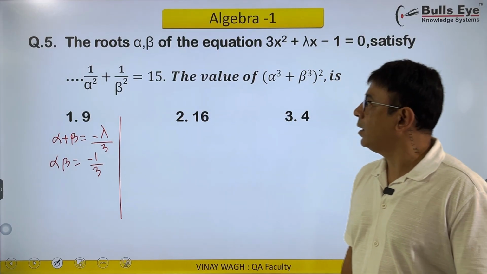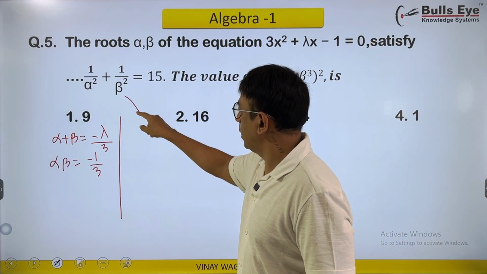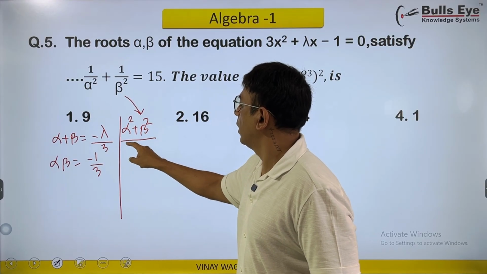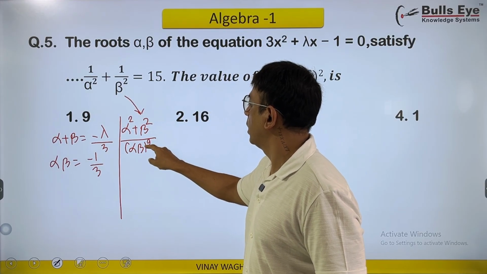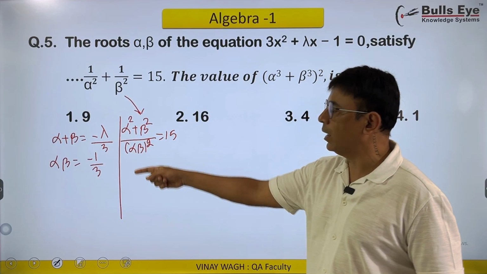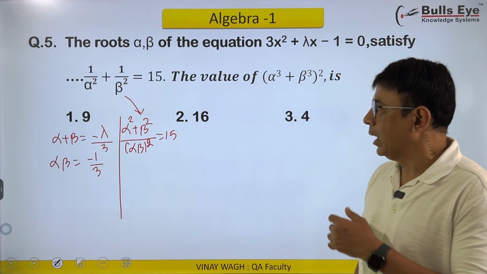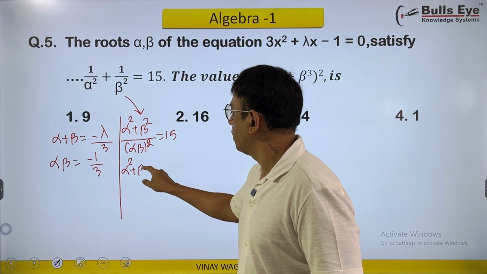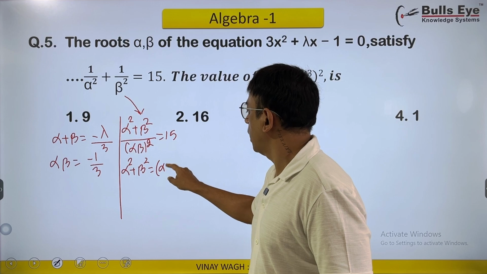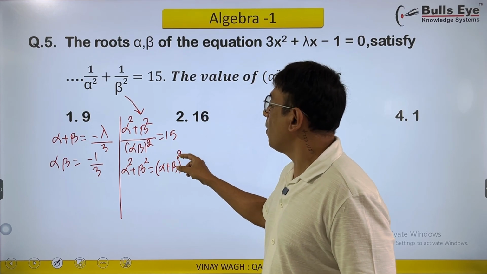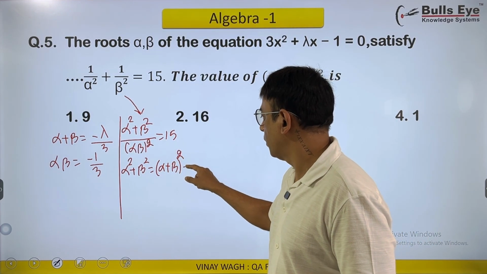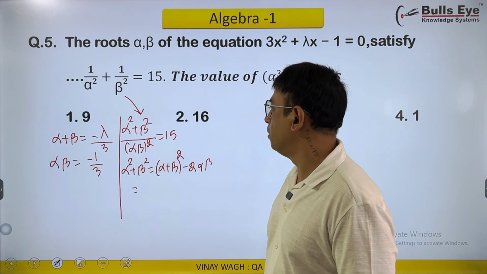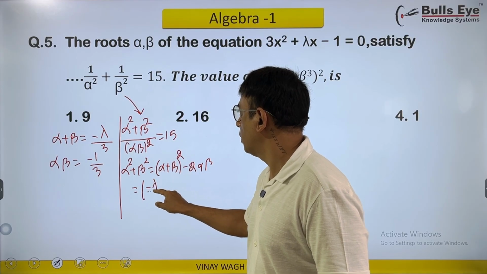Okay. Then this part, I can write this as alpha square plus beta square divided by alpha beta, the whole square equal to 15. Alpha beta, I have that, it's minus 1 upon 3. I don't have the value of alpha square plus beta square. I'll quickly get that. Alpha square plus beta square can be alpha plus beta the whole square, and to compensate the unnecessary 2ab that has come, I subtracted this way. So alpha plus beta is available with me.